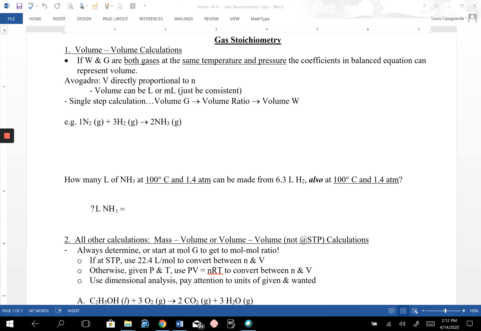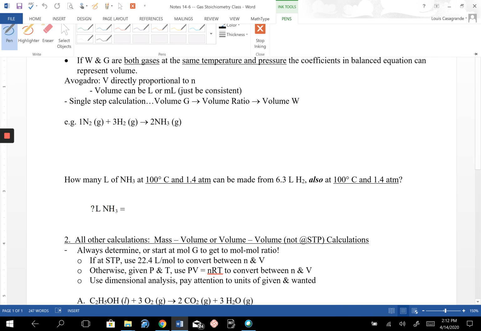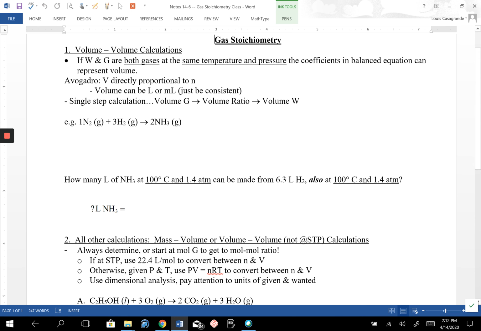And around that moles to moles, we're going to layer other things. But there's this little twist that can make life very easy for you if you recognize it. In the first problem we're going to look at, we're going to be told that the wanted and given are both gases. And these gases are at the same temperature and the same pressure.